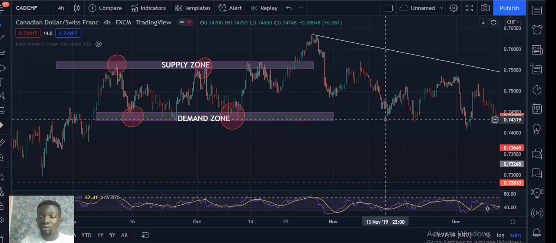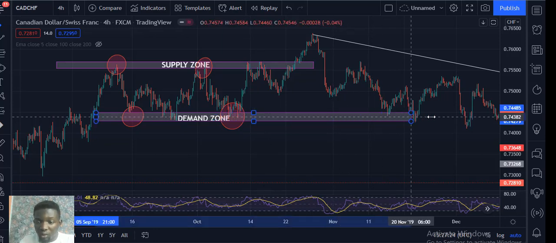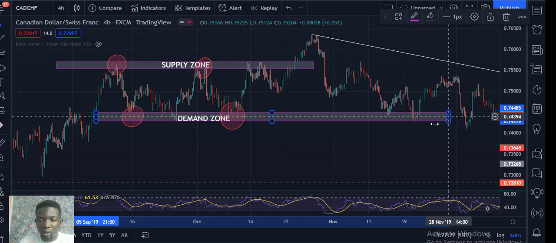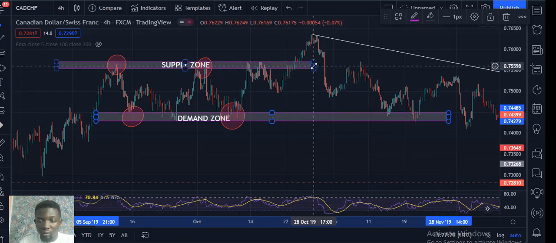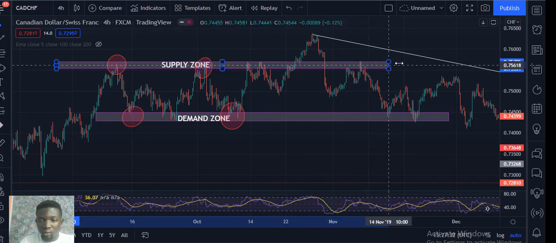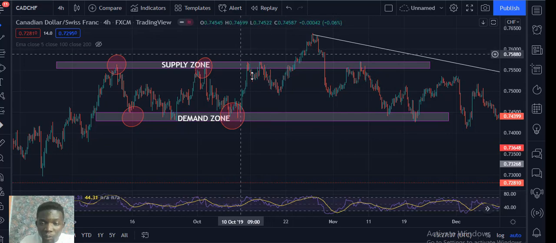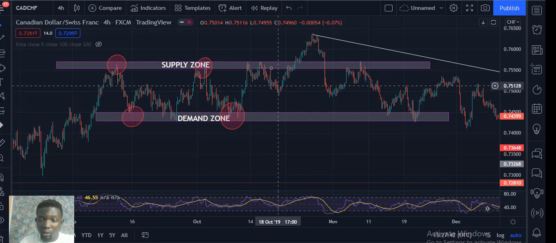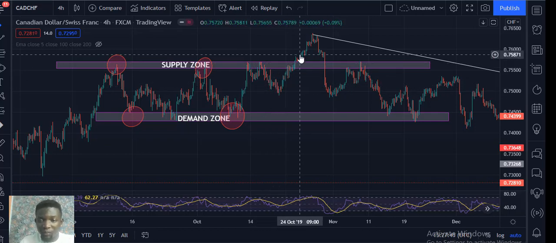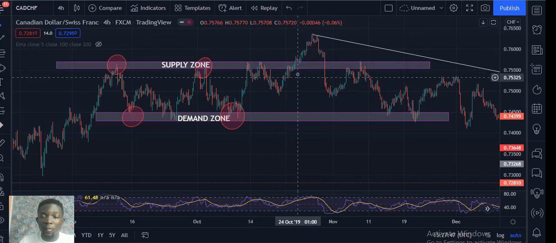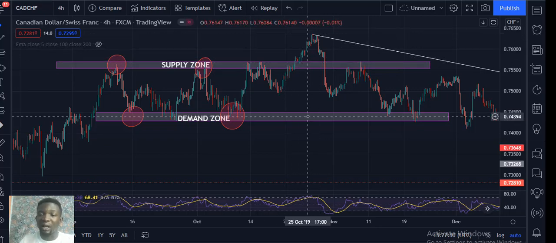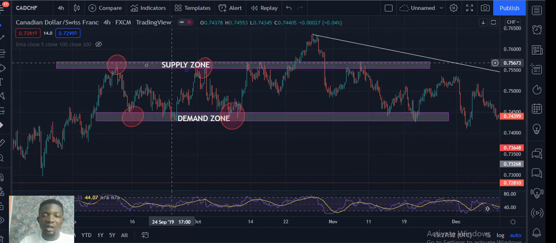Now looking at this chart, you see at this point we do what? This is a double top, and we are going to make our sell entry. So we sell before there was a breakout here. There was a breakout, and the market came back into the range. So that's how we trade supply and demand zone.